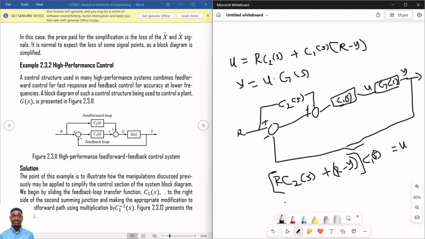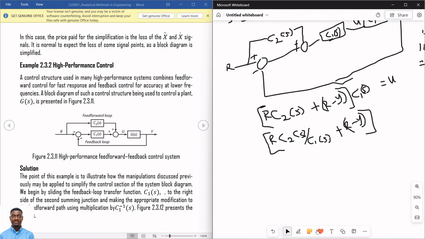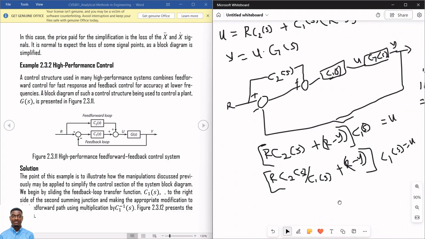So I'll be having R C2S divided by C1S plus R minus Y, C1S equals U. So this is the way that if I multiply this by this to give me C1 times R minus Y, and if I multiply it by this RC2S over C1S, I will still have C2S, which is what I have initially here.